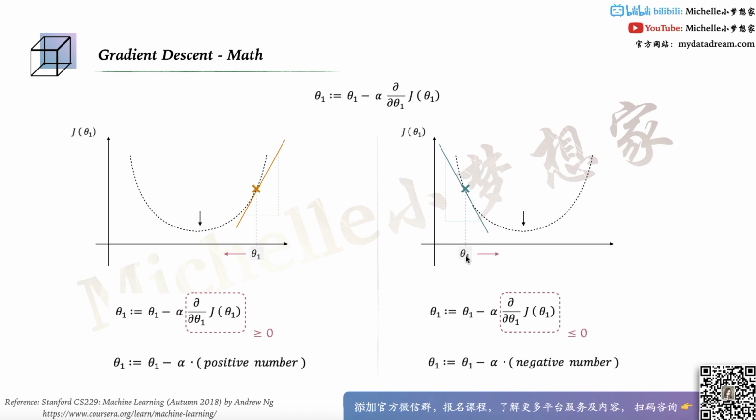In both cases, whether we start on the left side or the right side of the curve, gradient descent ensures that theta 1 always moves forward to the lowest point of the curve.